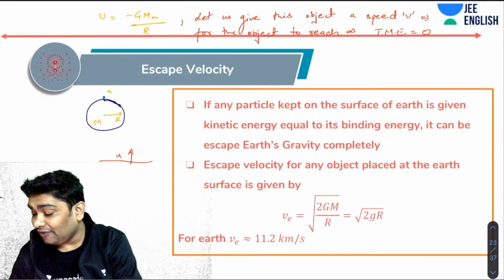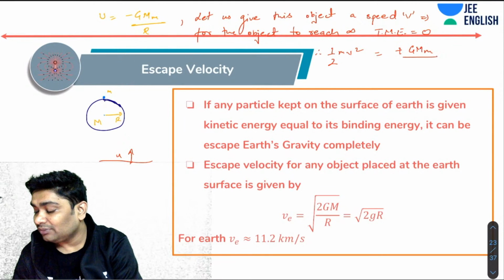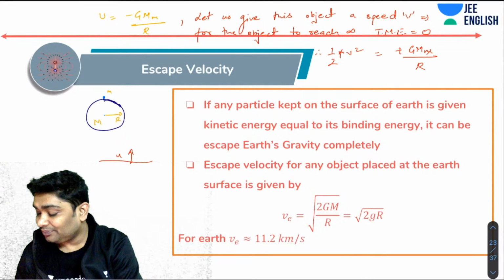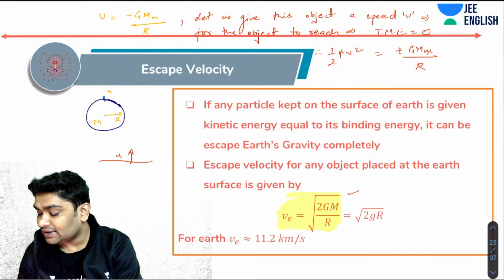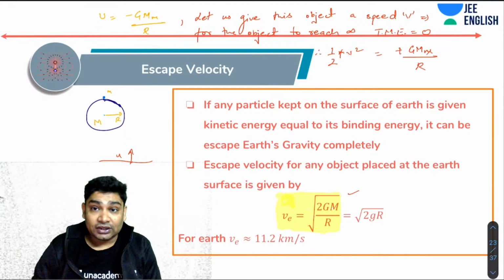Okay, so I can say half mv square should be equal to plus GM m over R. Okay, so that is where you get this formula. This one, that v should be equal to root of 2GM over capital R. If you give this much speed to any object kept at the surface of the earth, then it can reach infinite height, or it can completely escape the gravitational field of earth.